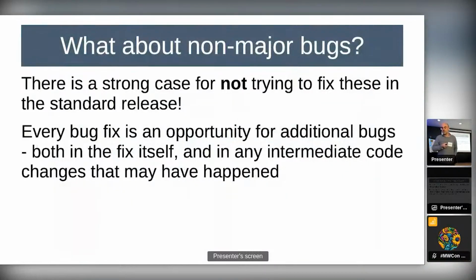So what about non-major bugs? I think there's a strong case for not trying to fix those in a standard release. As I think a lot of developers would agree, every bug fix is an opportunity for additional bugs. The fix itself can introduce new bugs, and of course, if a bug was added at some date and the bug fix was added two months later, then if you just go right to the bug fix, you also have to worry about all the other code that was checked in during those intervening two months.